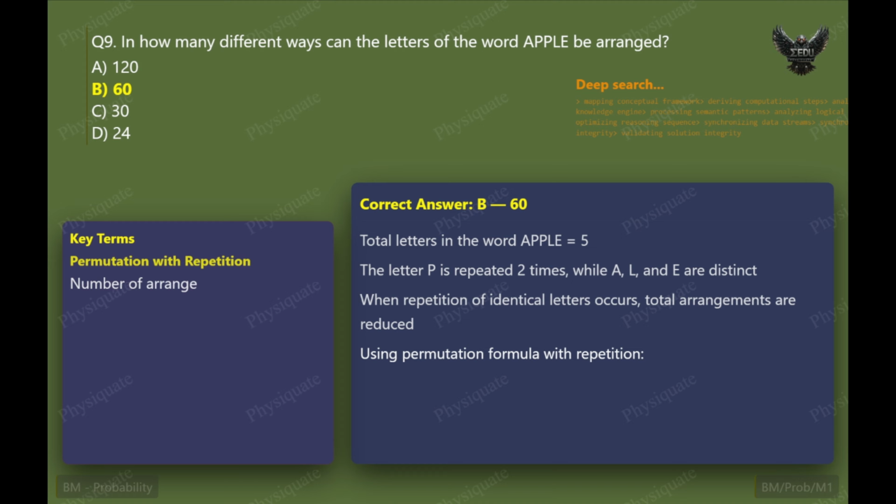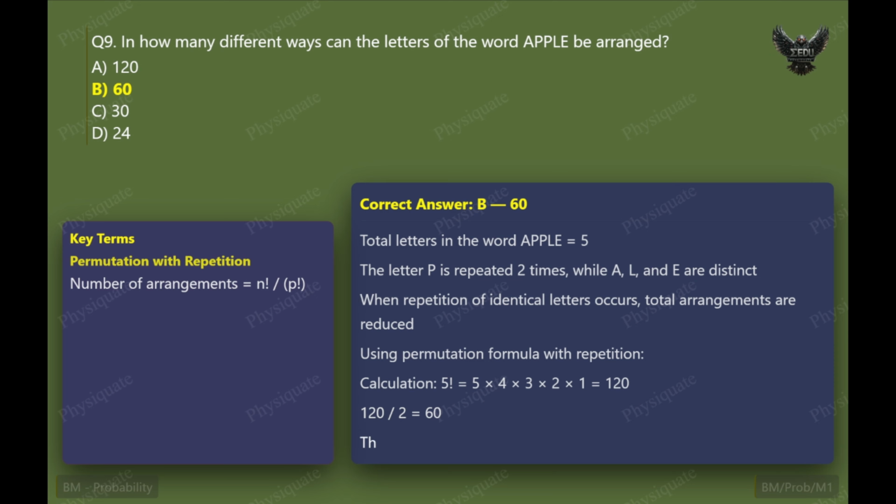Number of arrangements equals n factorial divided by p factorial. Calculation: 5 factorial equals 5 times 4 times 3 times 2 times 1 equals 120. 120 divided by 2 equals 60. Thus, total number of different arrangements equals 60.